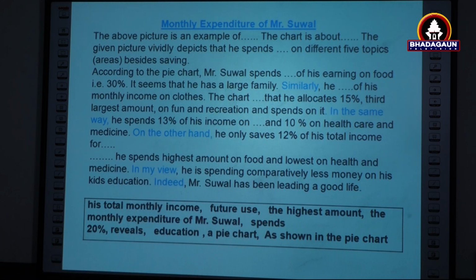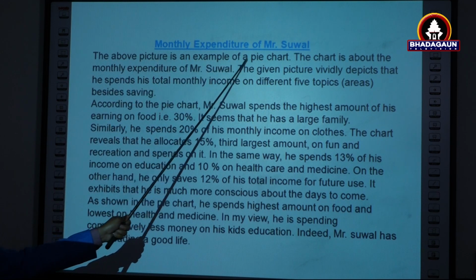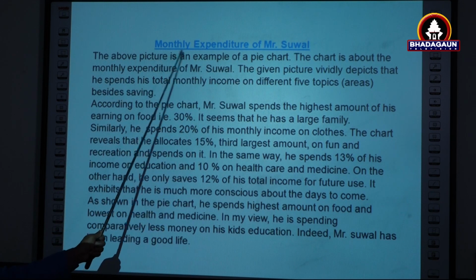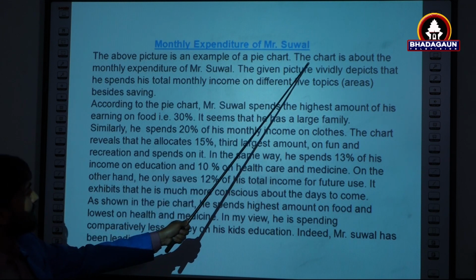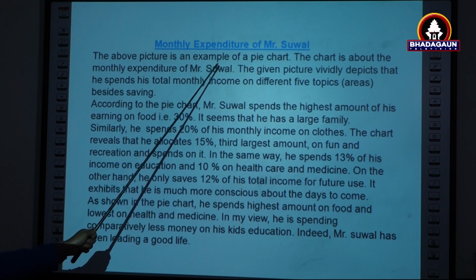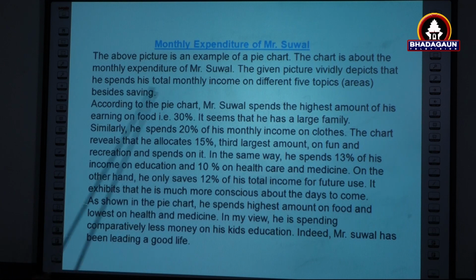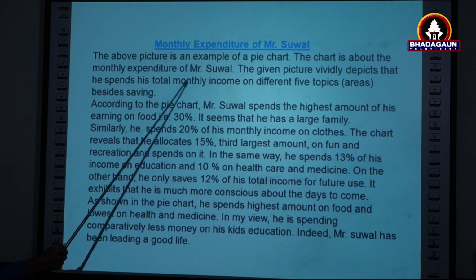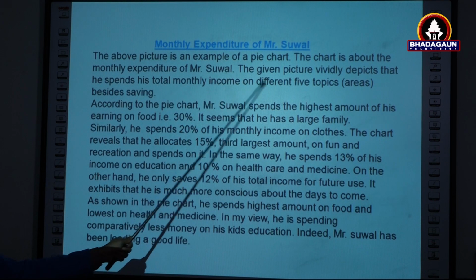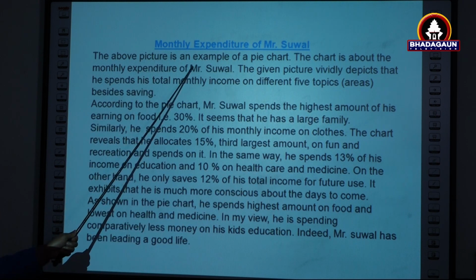Now let's move to the complete answer of this. Now we filled all the blank spaces and made this type of answer. The above picture is an example of a pie chart. The chart is about the monthly expenditure of Mr. Sual. The given picture vividly depicts that he spends his total monthly income on 5 different topics or areas besides saving. First paragraph.